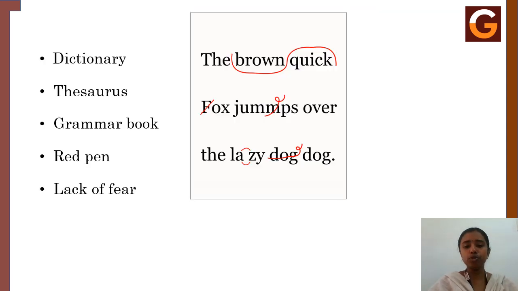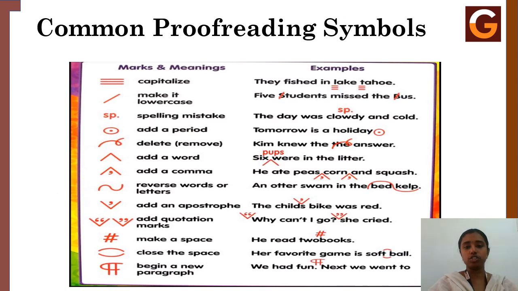And here are some proofreader's tools. So he or she can use the following tools in order to guide through the process of proofreading: dictionary, thesaurus, grammar book, red pen, and lack of fear. So one should be confident when one starts to proofread a text, which will lead him or her through the process in a successful manner.